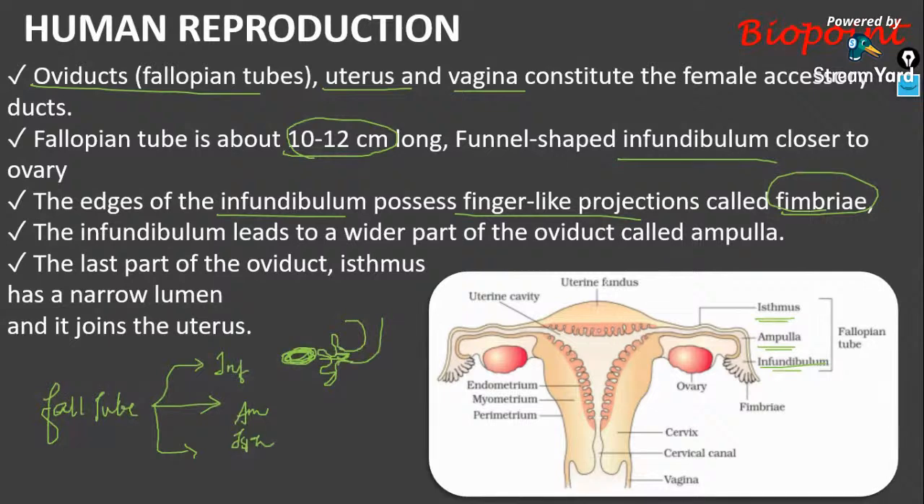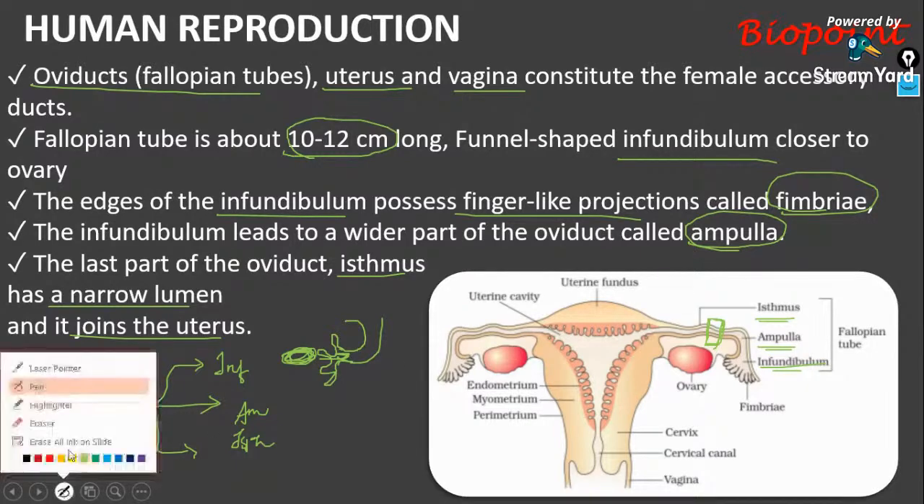From the fimbriae and infundibulum, the ovum finally reaches the next part of the oviduct, which is the ampulla. The last part of the oviduct, the isthmus, which is a narrow lumen, joins the uterus. By this particular path, fertilization happens. So the actual point of fertilization is the ampullary isthmic junction.